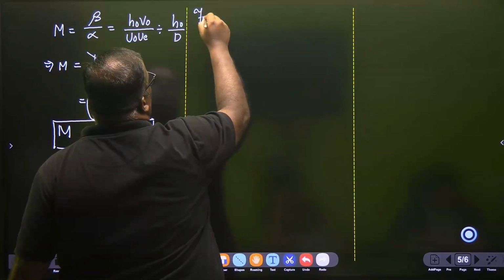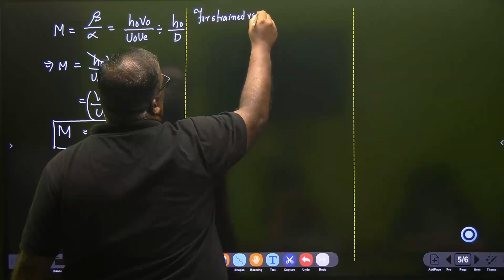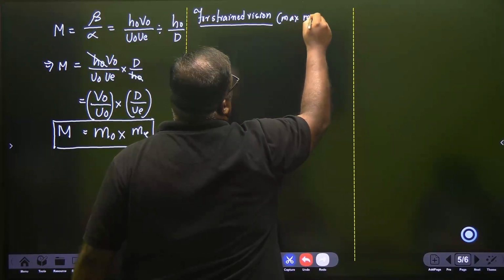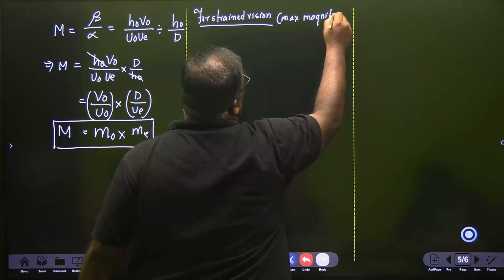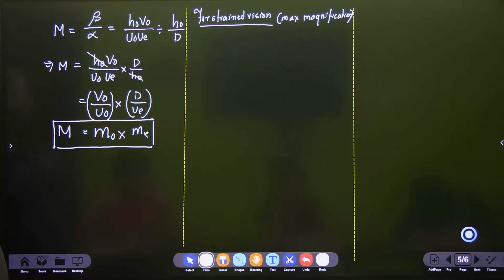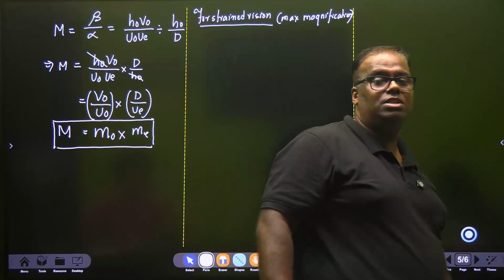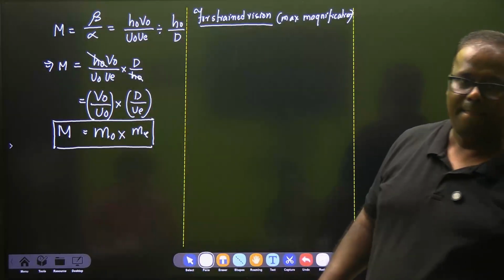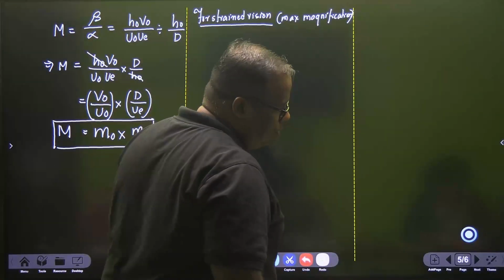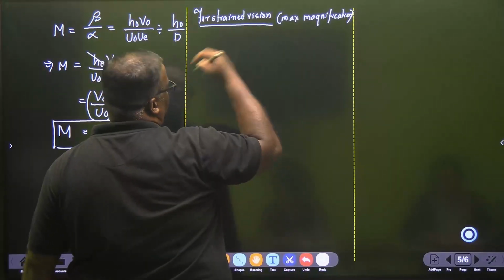For strained vision, that is maximum magnification, you will get the same answer. Instead of this, it will only get multiplied. What was the maximum magnification that you got? 1 plus D by F. Here it will be 1 plus D by FE. So let's see that for maximum magnification. Where should be the image? The image should be at D, right? So you apply the formula, the image should be at D.